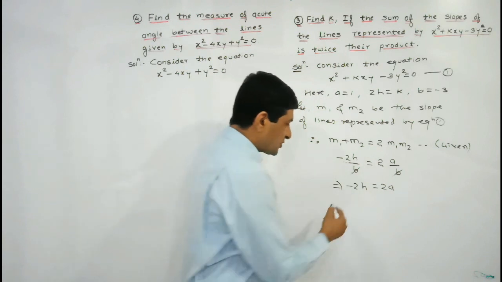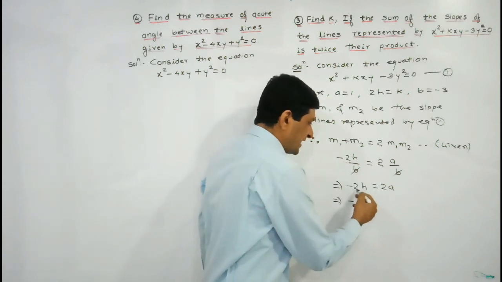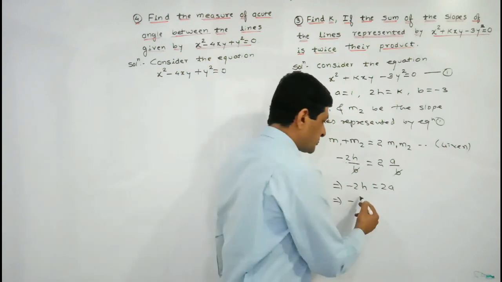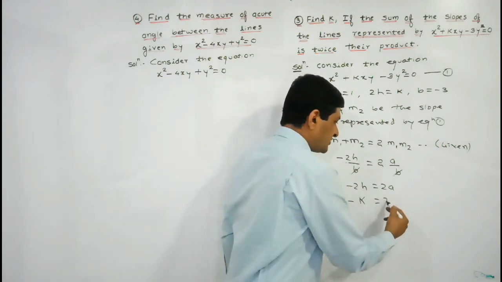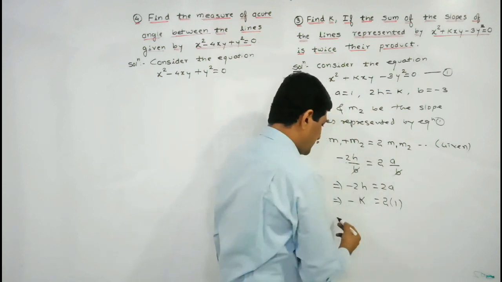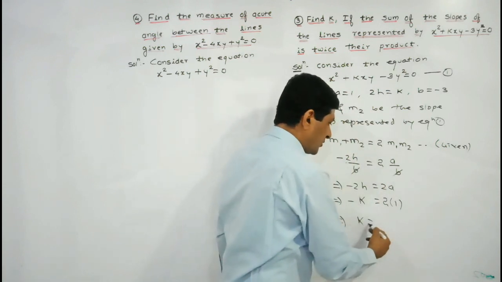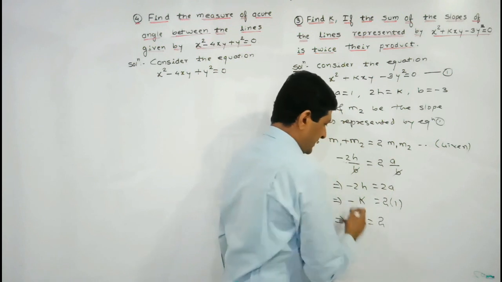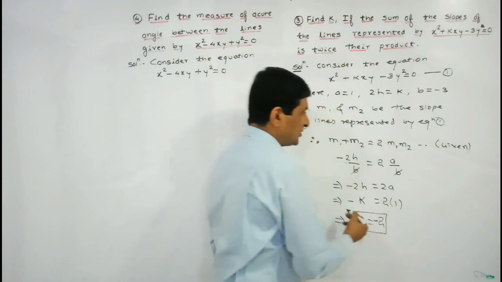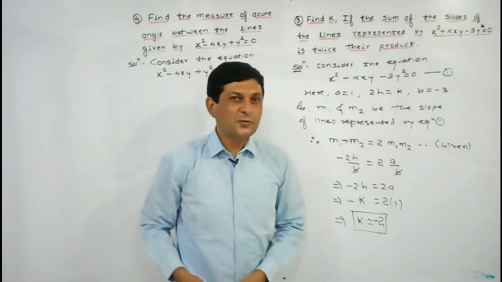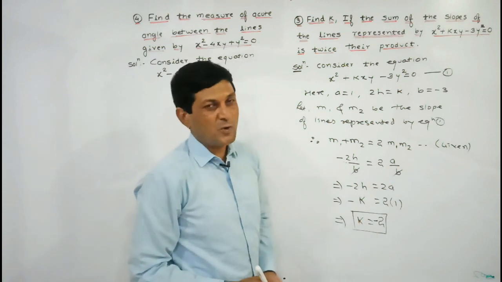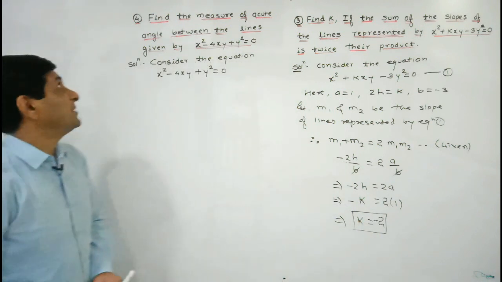Now I am substituting the value of 2h. What is the value of 2h here? It is k, with the minus kept as it is. On this side 2, keep it as it is, and replace a by its value 1. So this implies that k is equal to 2 into 1, which is 2, and shifting the minus to this side we get minus 2. So using the condition that the sum of the slopes is twice the product, we have got the required value: k is equal to minus 2. Now see example number 4.